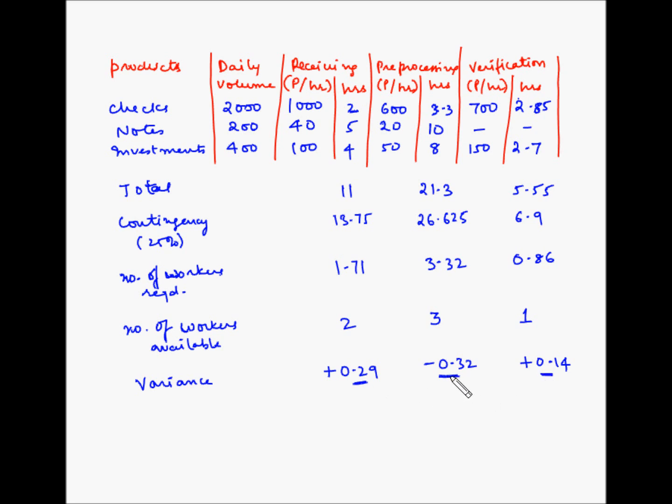So now basically what the management needs to do is to figure out ways to overcome this shortage. Now one of the ways could be that they can use the excess hours for receiving and verification and use them for pre-processing. So the workers who are doing receiving, once they have free time, they can contribute towards pre-processing, and same with the people who are doing verification.